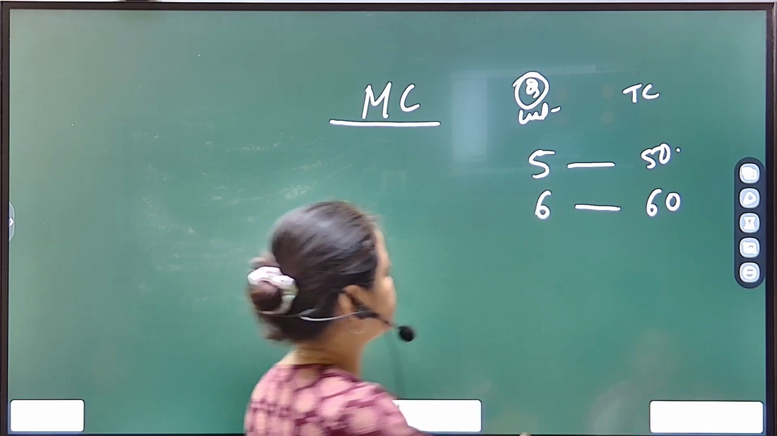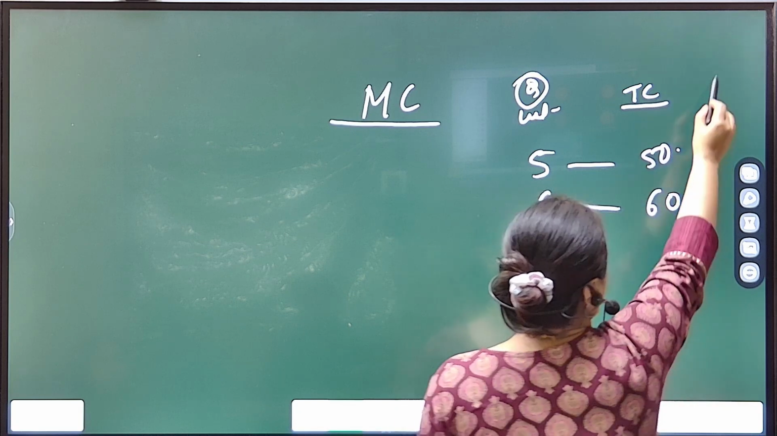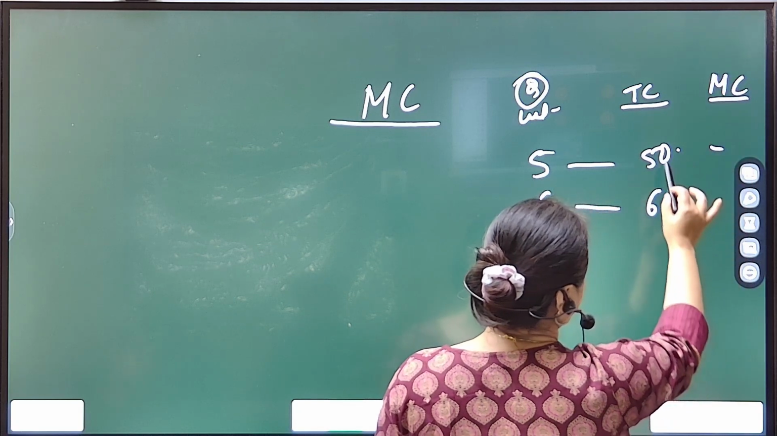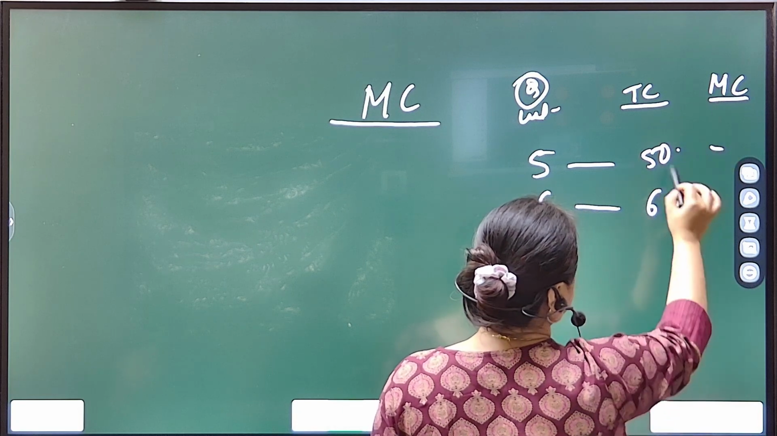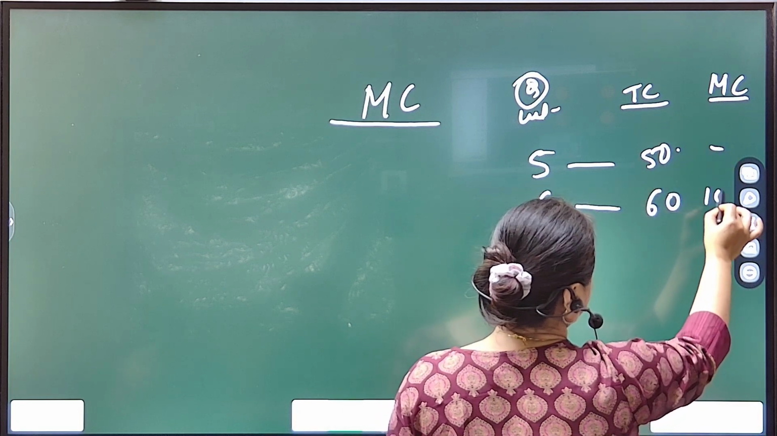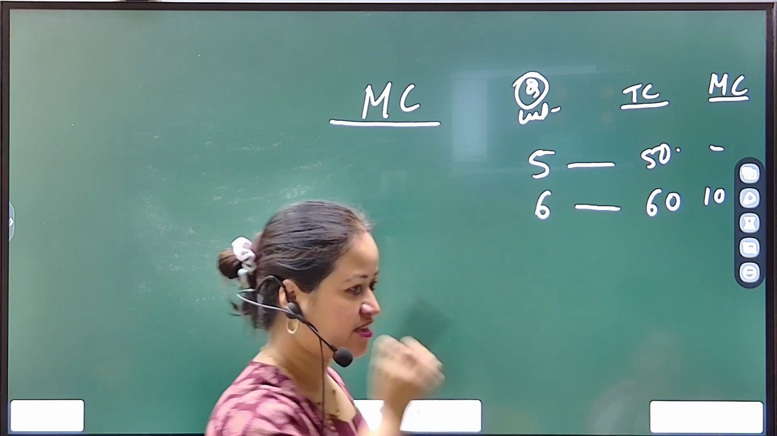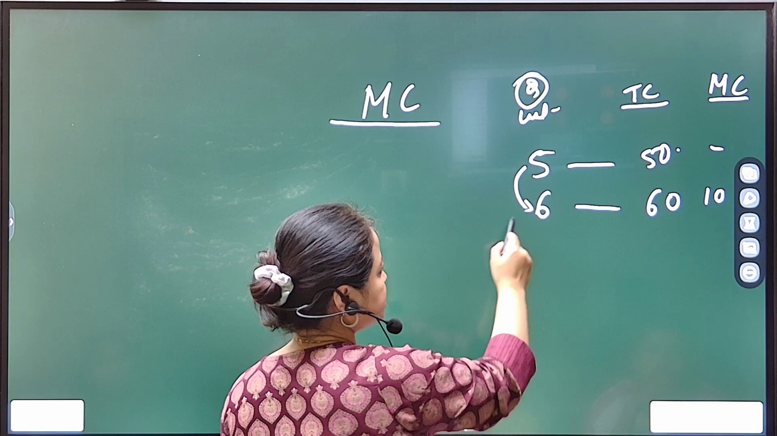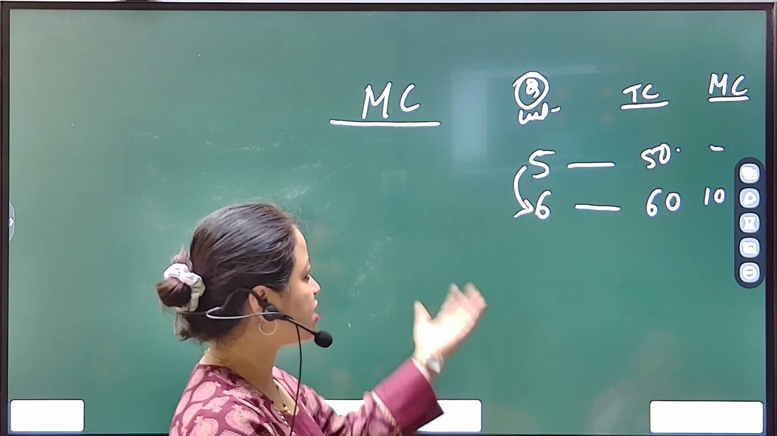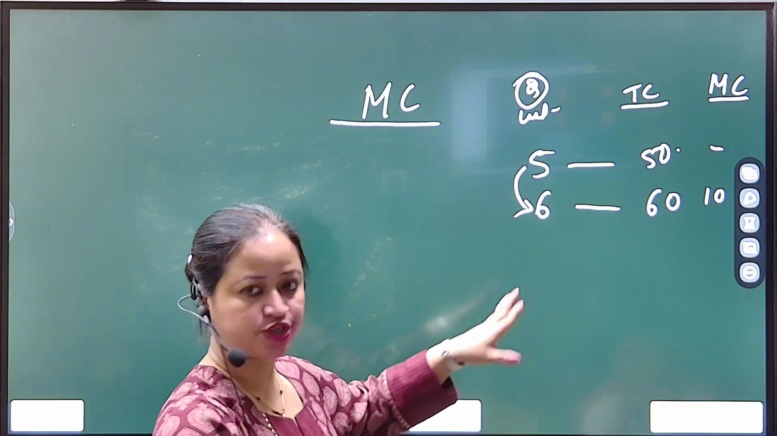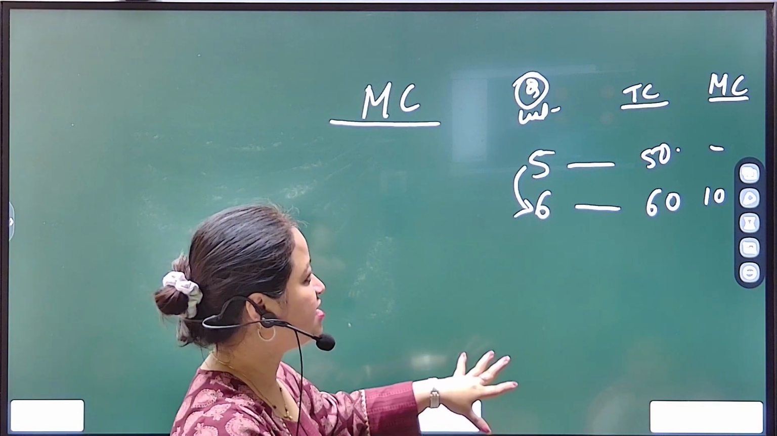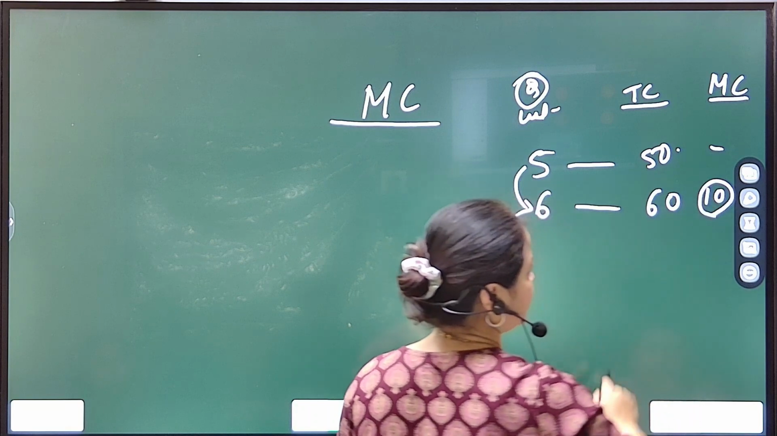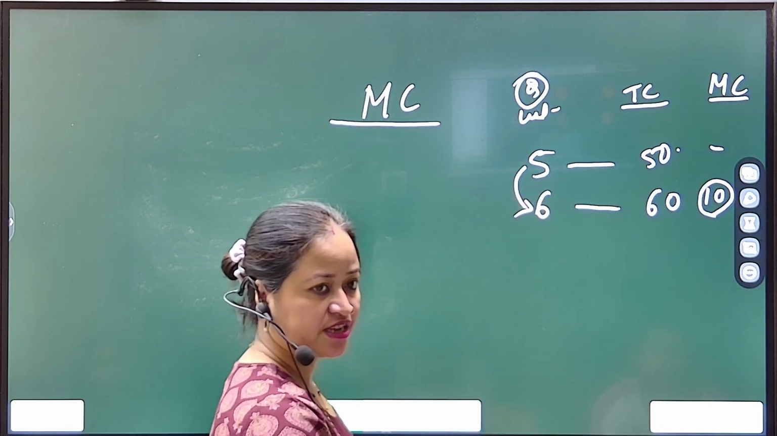Fine. So this is your total cost. And here, if we calculate MC, it will be 10. How 10? Because to produce an additional output, that means you are producing one more output. Whatever the additional cost you incur, that is your MC all about.